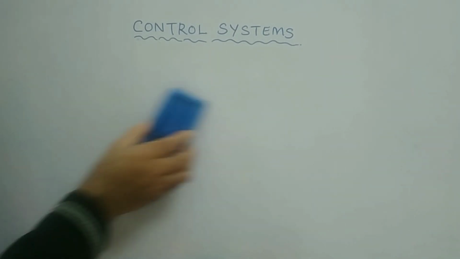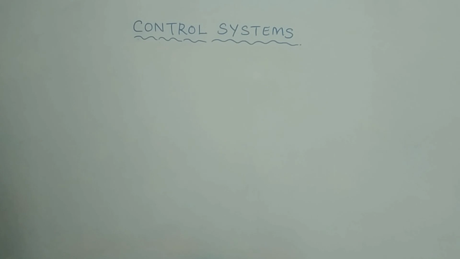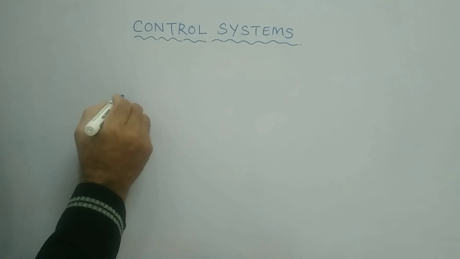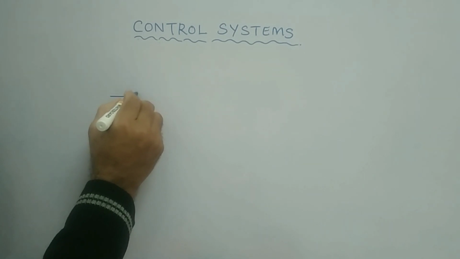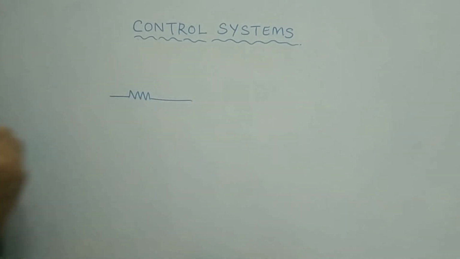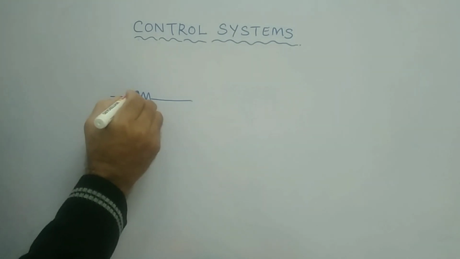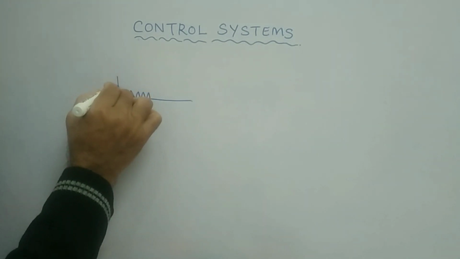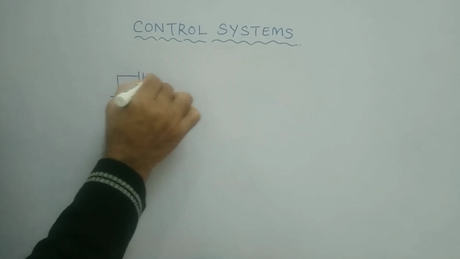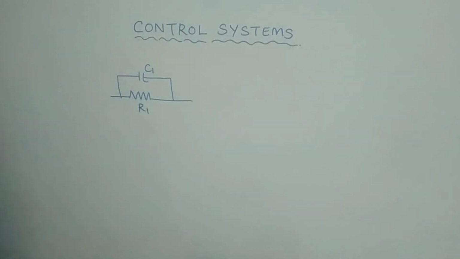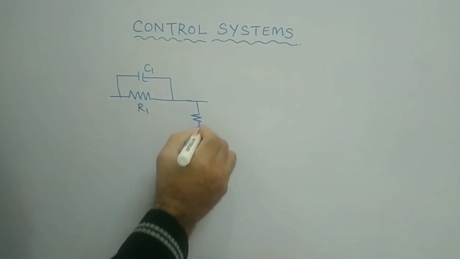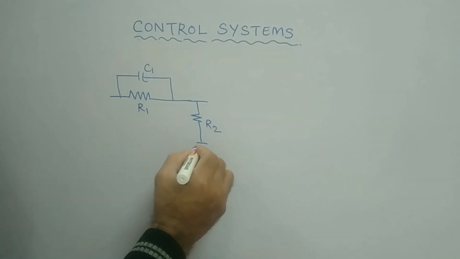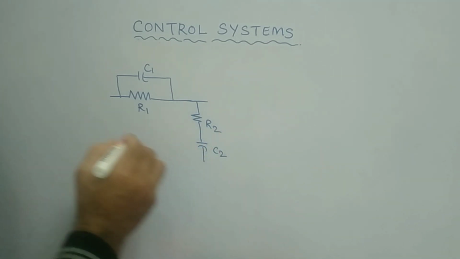So it is a combination of both lead as well as lag compensator actually. The circuit of lead lag is something like this. The resistance R1 will be there, in parallel with capacitance C1, as well as a parallel combination of R2 and then capacitance C2.